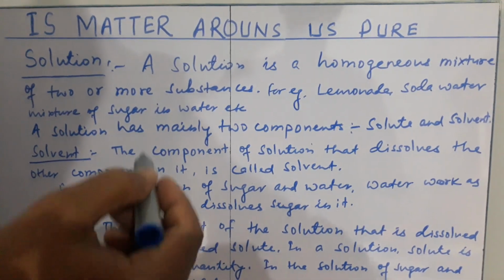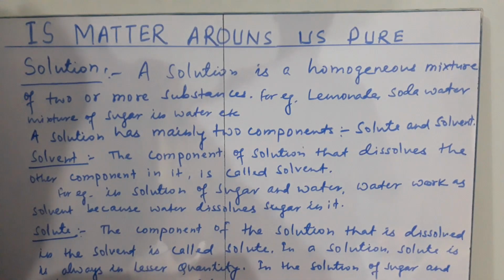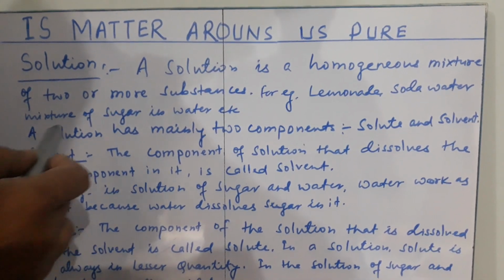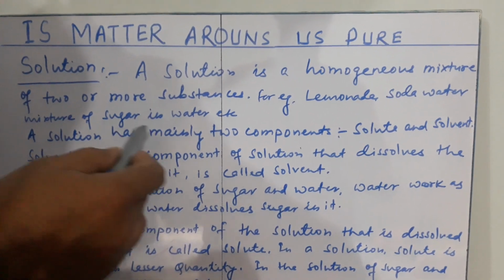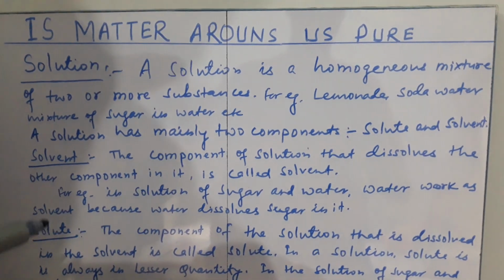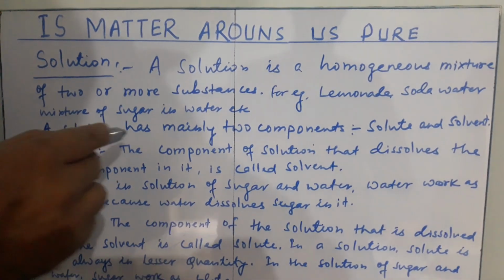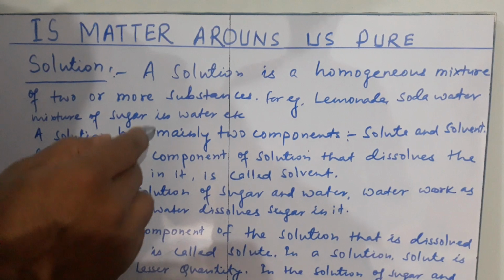See here, in lemonade, lemon juice and water are mixed. In soda water, carbon dioxide gas and water are mixed. In a mixture of sugar and water, sugar is mixed into water. Here we see examples of solution. Now you see, a solution has mainly two components.